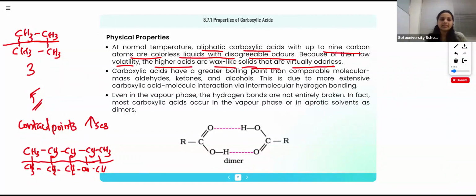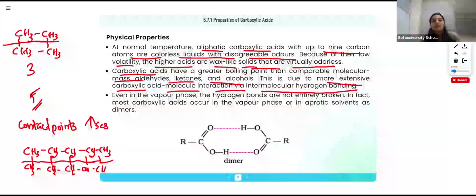Carboxylic acids have a greater boiling point than aldehydes, ketones, and alcohols of comparable molecular mass. Aldehydes and ketones all contain the carbonyl group. Alcohols contain the OH group. If you compare the boiling points of these compounds, carboxylic acids have a higher boiling point. Why? Due to the extensive interaction between carboxylic acid molecules via intermolecular hydrogen bonding. Then you will have a doubt, I know, because between alcohol molecules also there is hydrogen bonding, right? Then why are carboxylic acids so special?